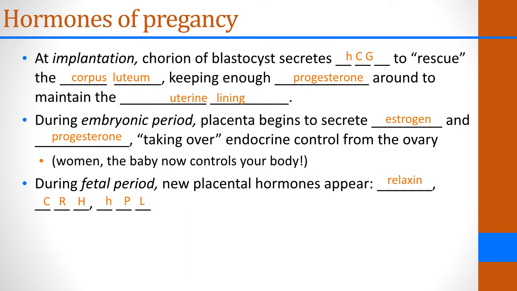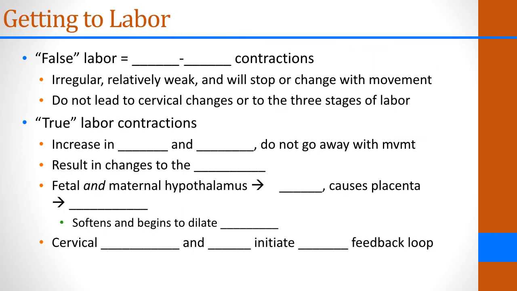The function of the HPL, or human placental lactogen, is not completely understood. HPL analogs are known to promote mammary development in other mammals, but this has not been proven in humans yet. So let's get down to labor.